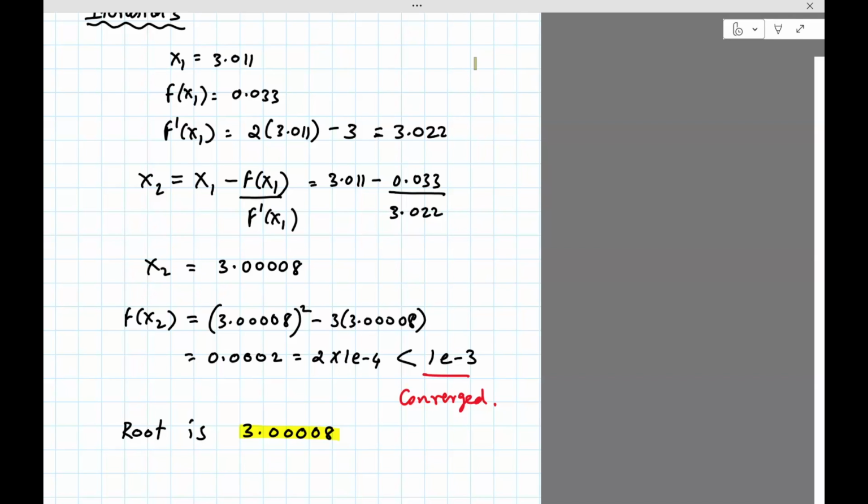Any questions on this? Okay, so now that we have this, let's write a code and see if we can get the same solution, or rather check our solution with computer code.